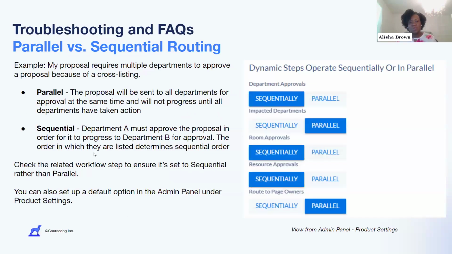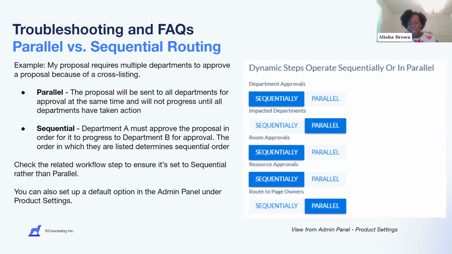In this next section, we're going to focus on some steps that you can take on your own if your workflow is stuck. And these came from some of the most commonly submitted tickets as it relates to workflows. The first one we have here is related to parallel versus sequential routing when it comes to having a request being stuck because it could possibly be within a parallel request.